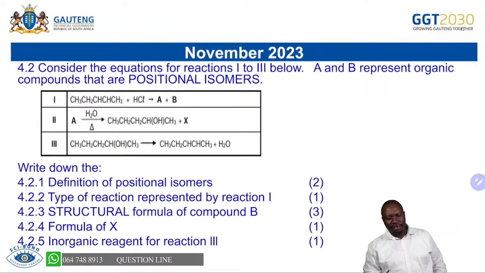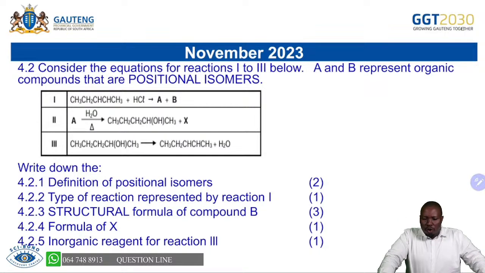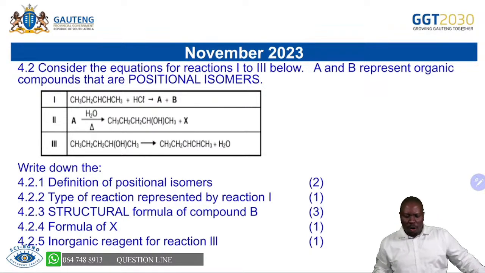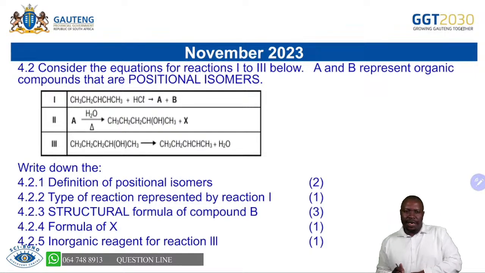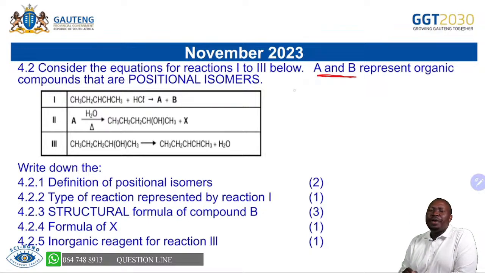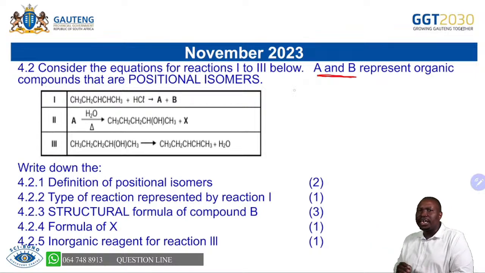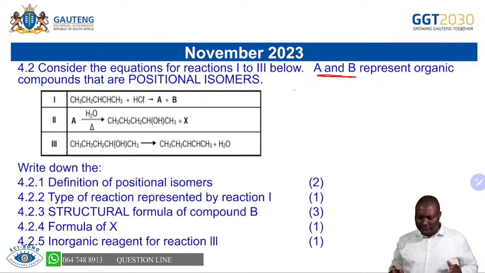Now, still in 2023, they say to learners, consider the equations for reactions 1 to 3 below. A and B represent organic compounds that are positional isomers. Hey, learners, you see these questions, if you don't read them properly, you will make mistakes. Because you can look at A plus B and you think these are 2 products that are formed in the reaction. Let me explain that so that I don't lose you here.